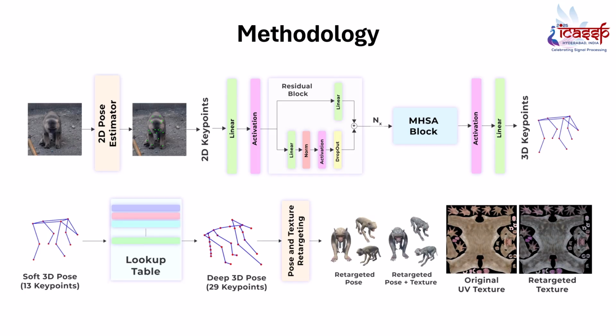The final step in our methodology is retargeting this deep 3D pose into a rigged 3D avatar. This involves computing the joint angles between bones to ensure smooth motion transfer, performing texture matching using histogram equalization, aligning the avatar's appearance with the real image, and rendering the avatar in Unity, ensuring realistic shadows, lighting, and motion dynamics.